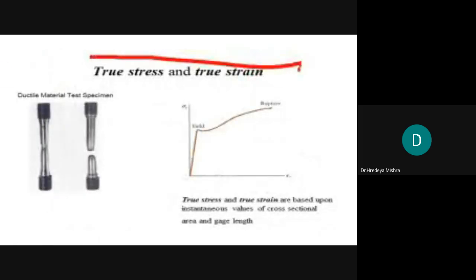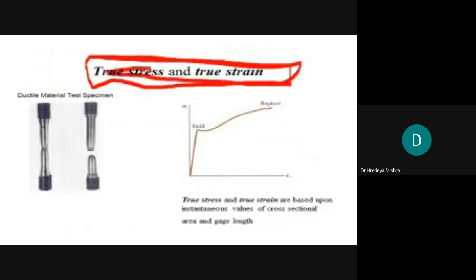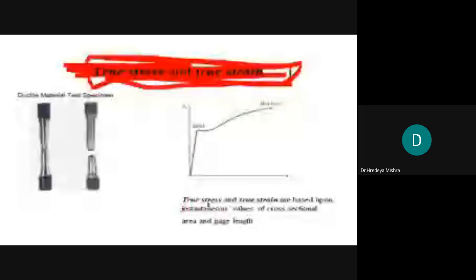Now, here the name is changed. Okay, true stress and strain. True stress strain. Okay, so what is the true stress strain? See here, true stress and true strain are based upon the instantaneous value of the cross-section area and gauge length.